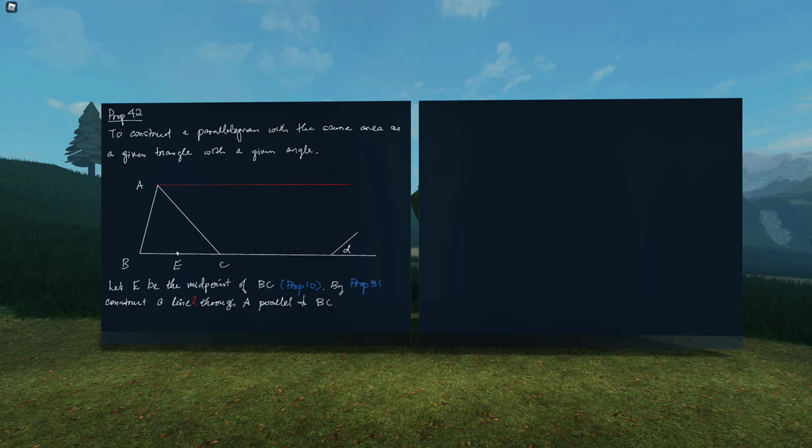And so now we're going to construct the line I was talking about earlier, which is through E with angle D. Now we use proposition 23 to do this. So we're going to construct a line through E with angle D, intersecting L at F.